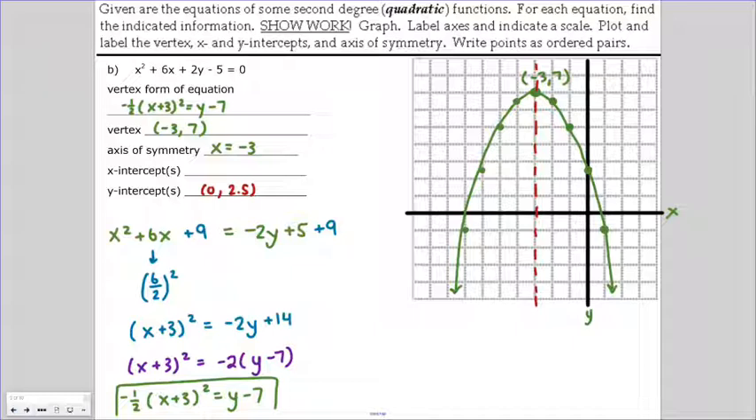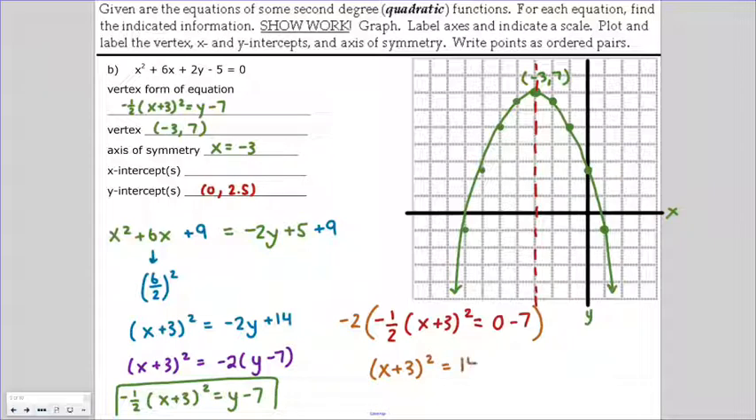Now we solve for the x-intercepts by setting y equal to 0 and solving for x. A couple of ways you could do that. You could take the original equation and set y equal to 0, solve for x, or you could take the vertex form. I'll just use the vertex form here. So -1/2 times (x plus 3) squared is equal to 0 minus 7. And then we're solving for x. So I'm going to multiply both sides by -2. And that's going to leave me with (x plus 3) squared is equal to 14, because -7 times -2 is positive 14. And then I'm going to take the square root of both sides in order to get the inside of that square by itself.